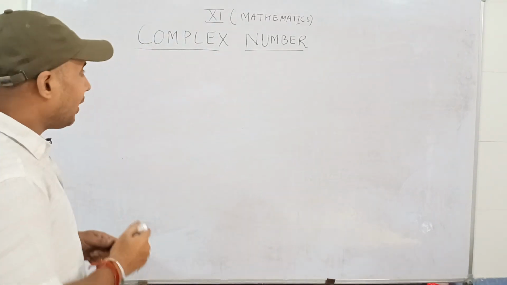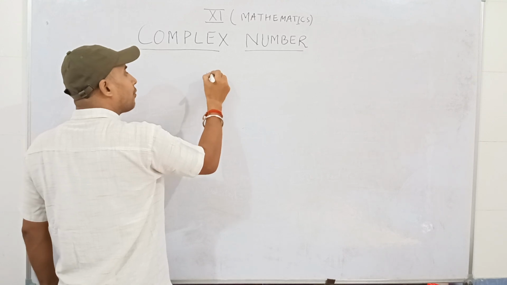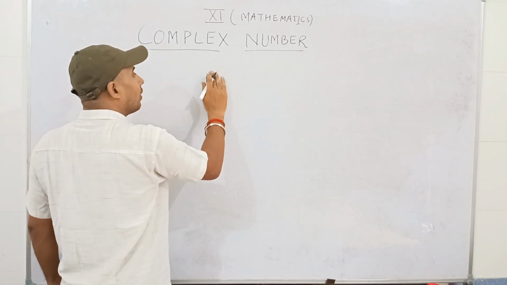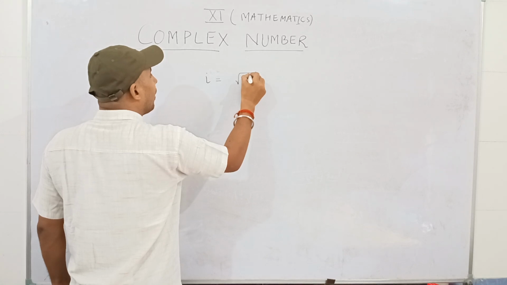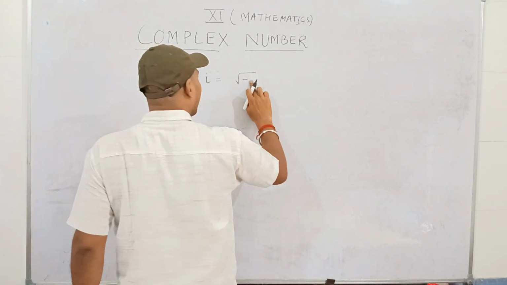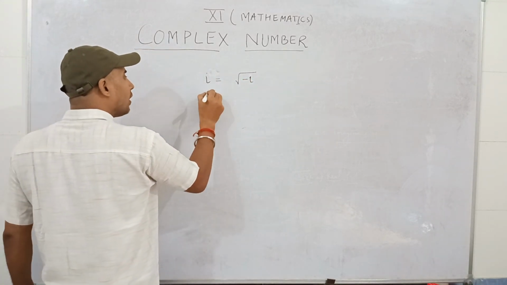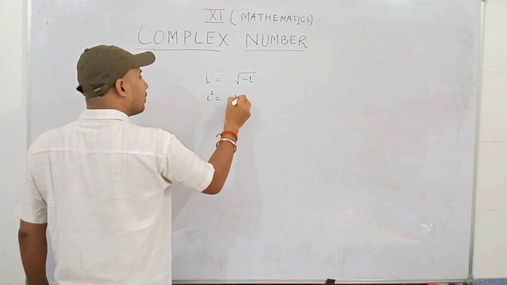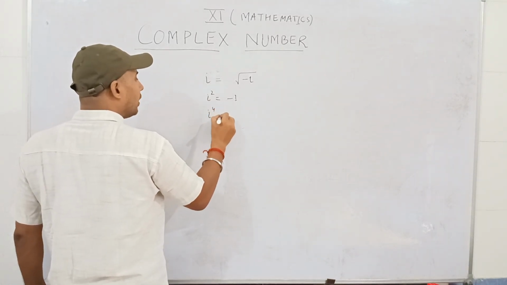And here I explain a rule: i is equal to under root minus 1. If we are squaring, i squared is minus 1. Again squaring, i to the power 4 is 1.